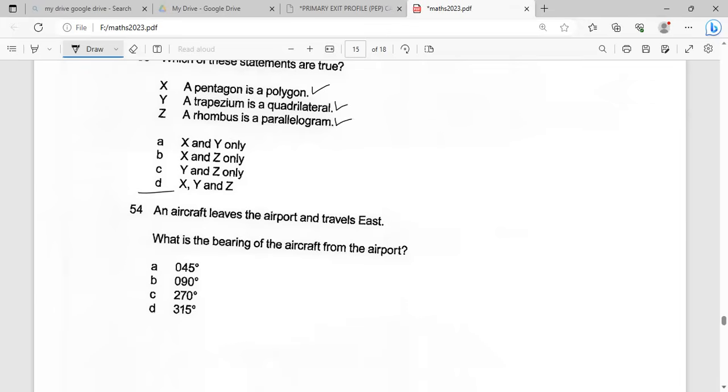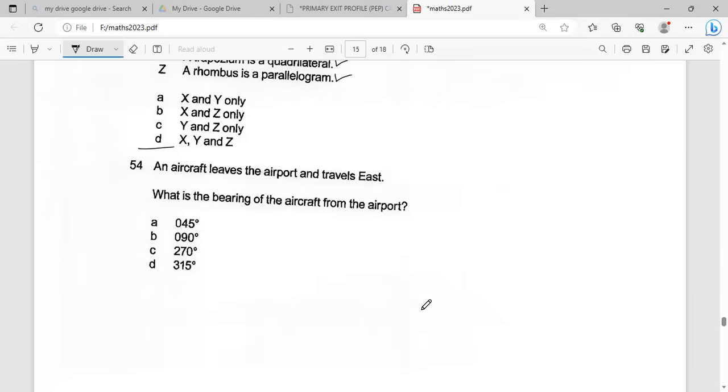An aircraft leaves the airport and travels east. Everybody's supposed to know this, right? North, south, east, west. So that's 90 degrees, right?